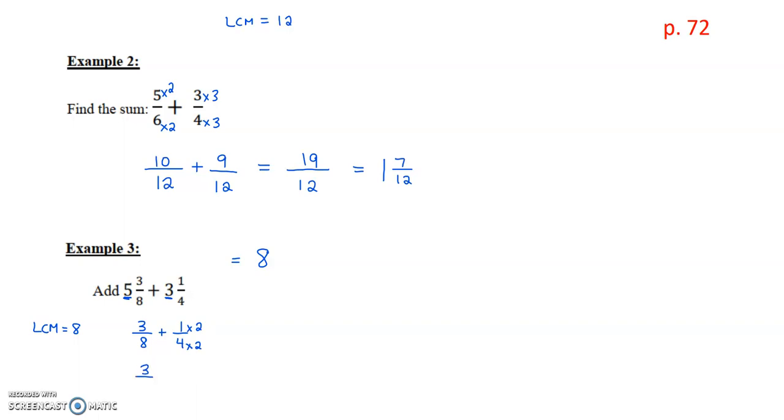So that's going to give me 3/8 plus 2/8, and that's going to be 5/8. So the fractional part added is equal to 5/8, and the whole number added is equal to 8. So I put those two together, and my final answer is going to be 8 and 5/8.